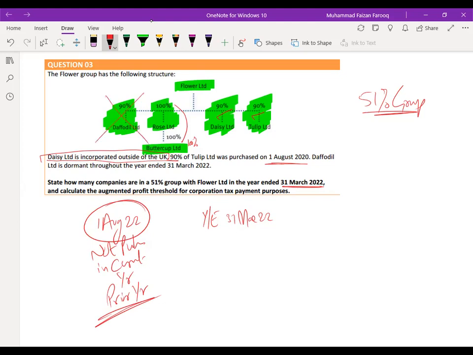It's a dormant Government company, so we will not consider it. So the group will be flower, rose, buttercup, daisy, and tulip, right?